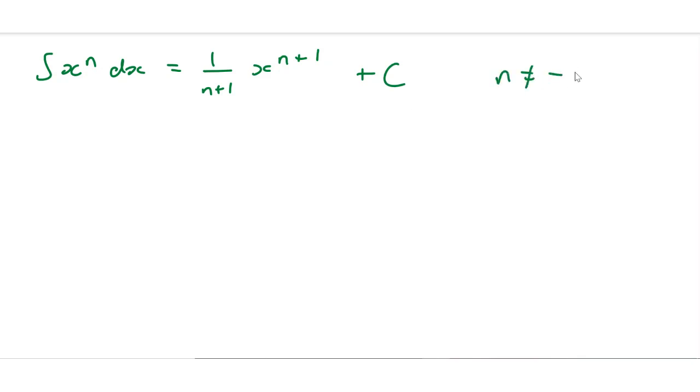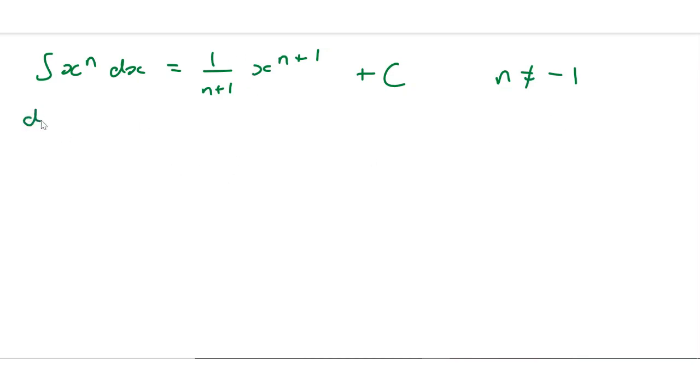provided n is not equal to minus 1, because if n is equal to minus 1, we'd have to divide by 0, which doesn't really make any sense. But we will look at this case next up. So let's just check this.